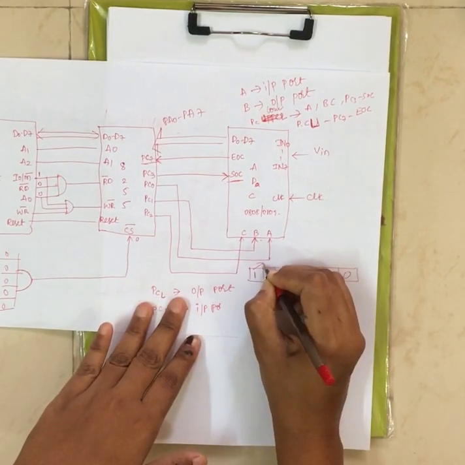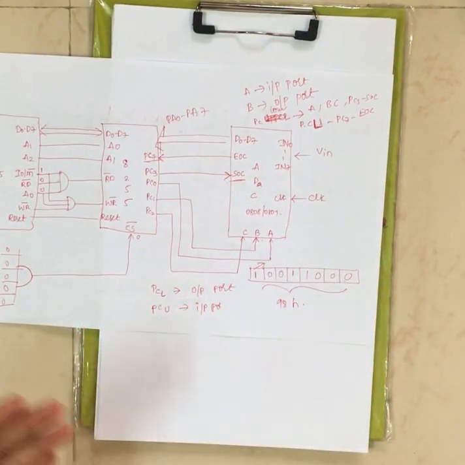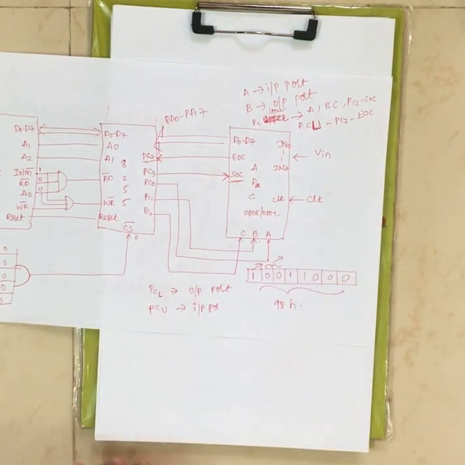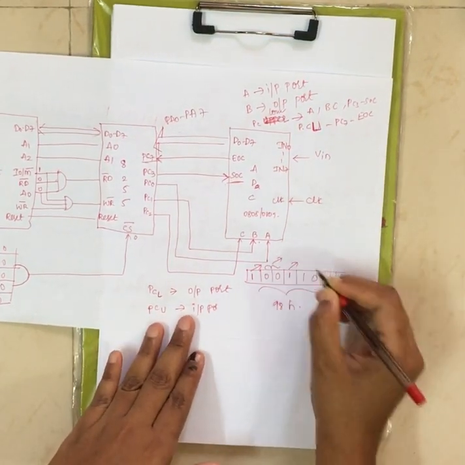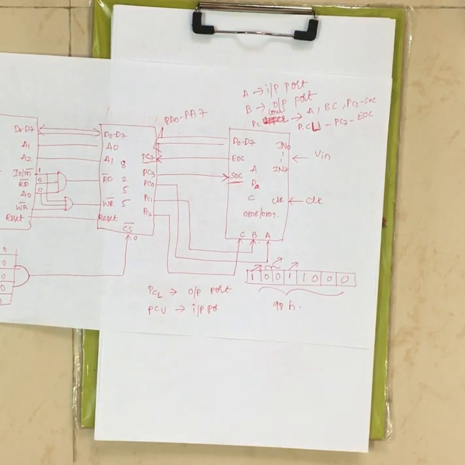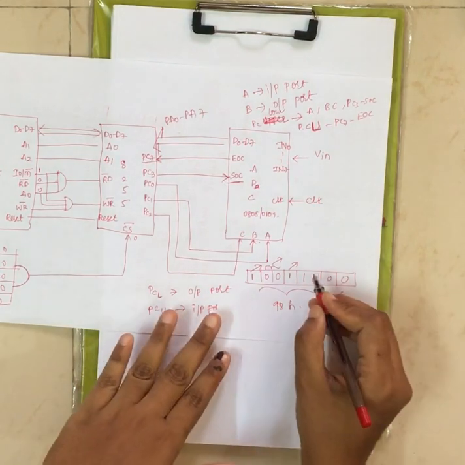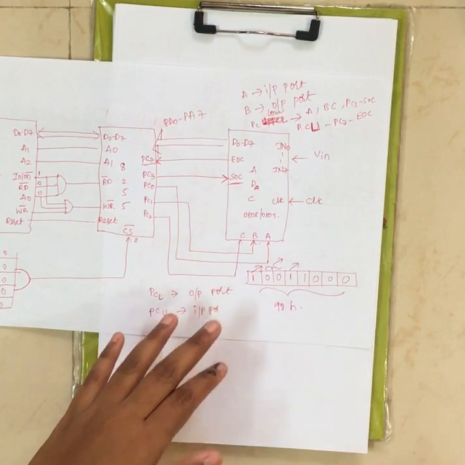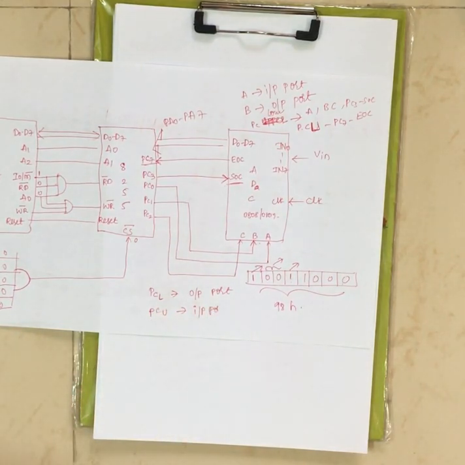Now D7 will specify whether it is under bit set or reset mode, right? And next D5 and D6 will specify the particular mode. And next, this bit will specify the input output operation of port A. Since it is an input port, 1 is represented here, right?